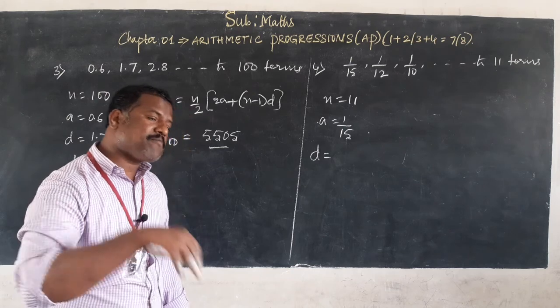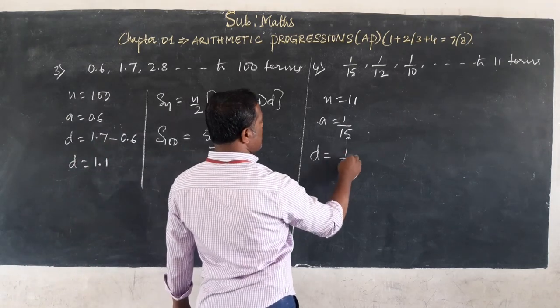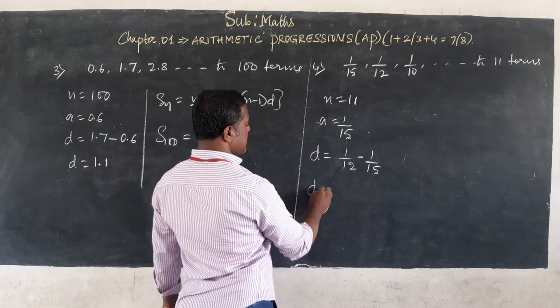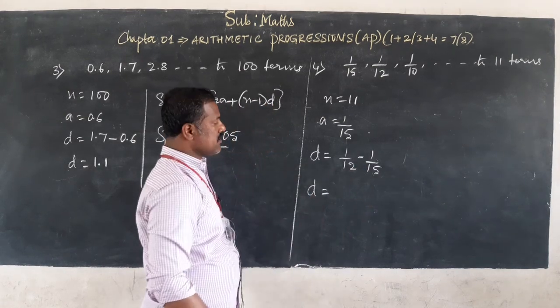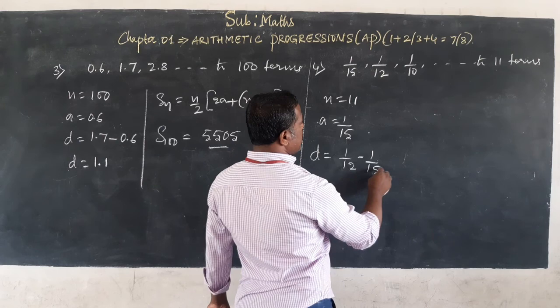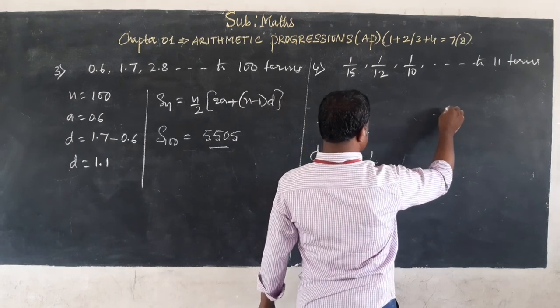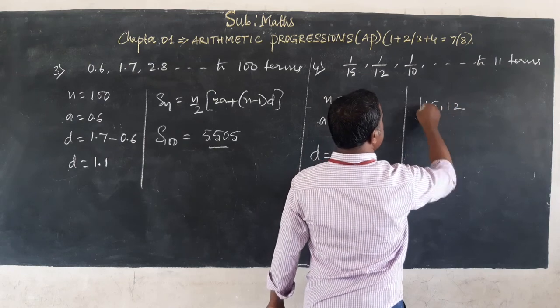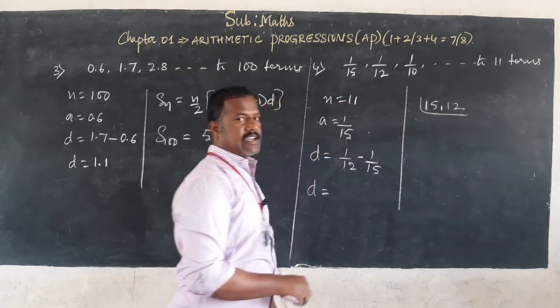Second term minus first term. What is the second term? 1/12 minus the first term, 1/15. Therefore, the value of d is, let us take 1/12 minus 1/15 in a margin column, LCM. Which is the number? 3.